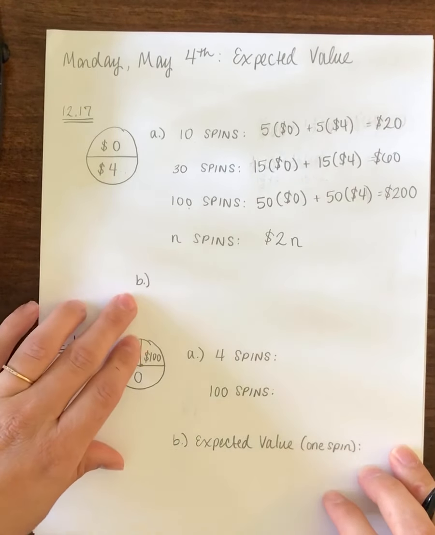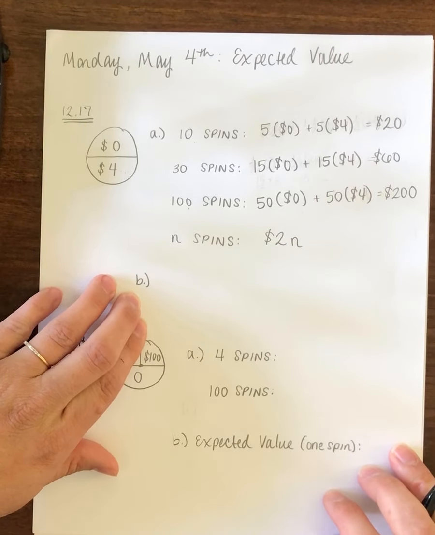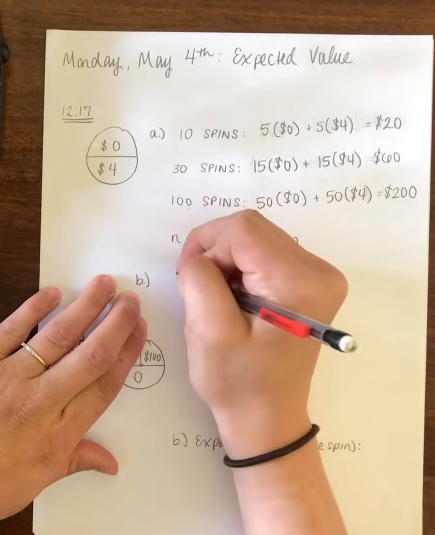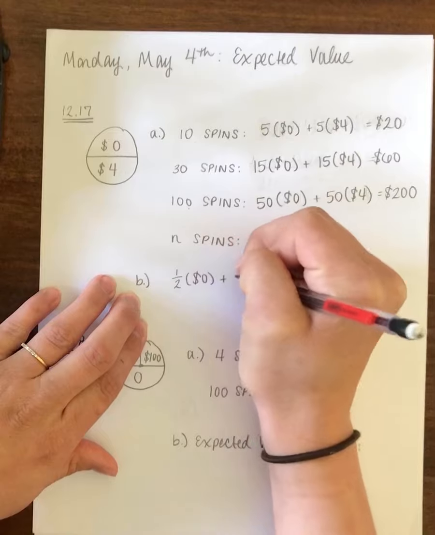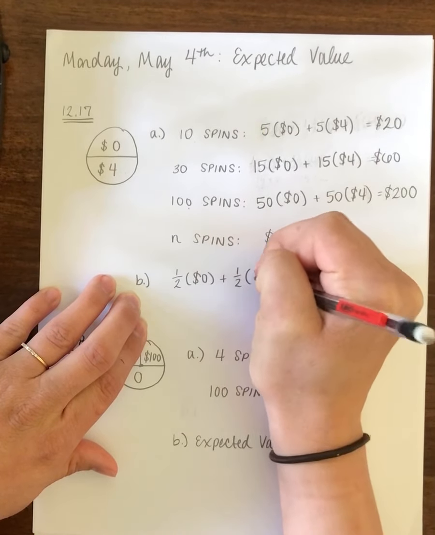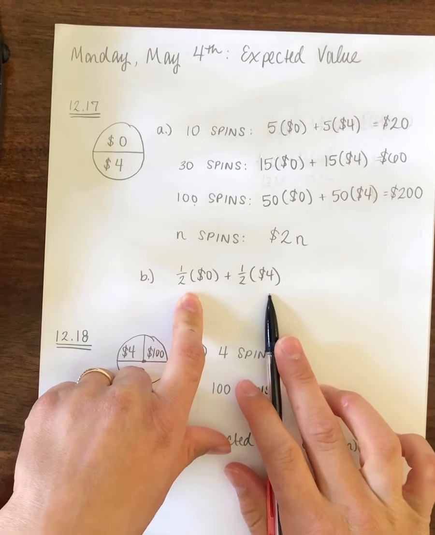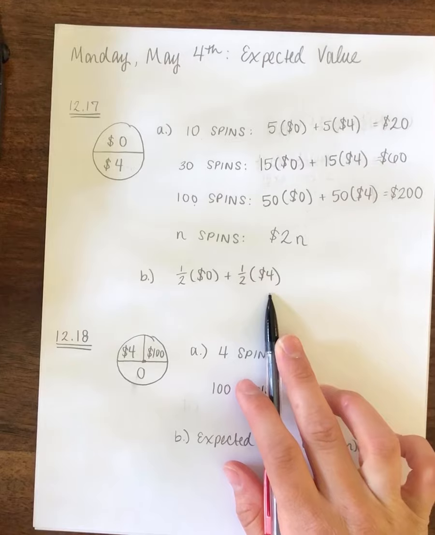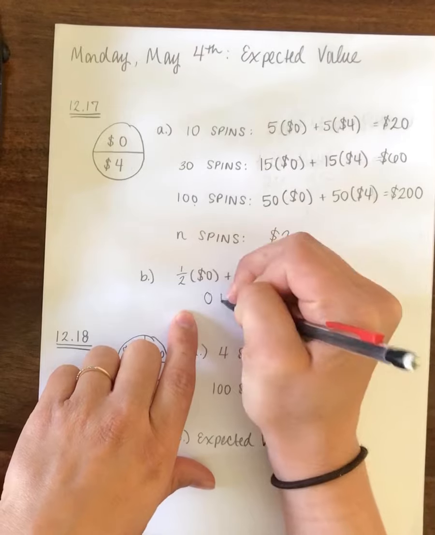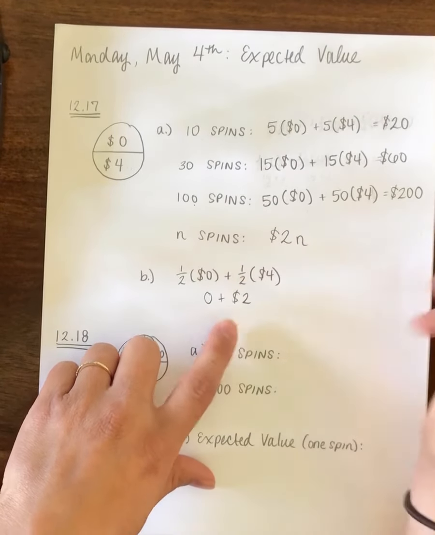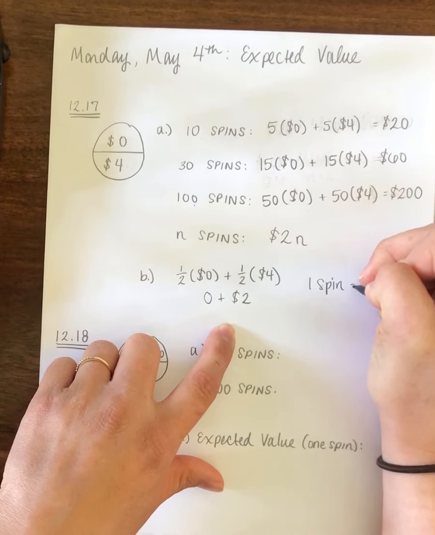Okay, so then part B says, well, what's the expected value of one spin? To find the expected value of one spin, you're considering the probability of each event occurring. Half of the time, you're going to win $0. The other half of the time, you're going to win $4, okay? And this is just for one spin, right? Expected value is for doing the action, the turn, one time. So this simplifies to $0, and this simplifies to $2. So your expected value for one spin is $2.